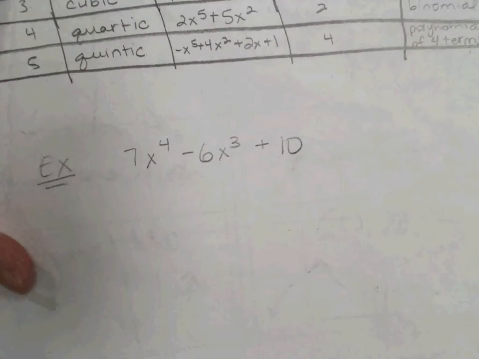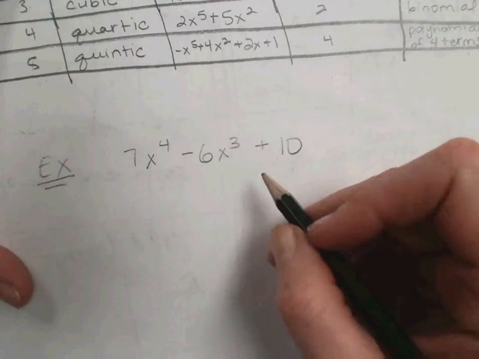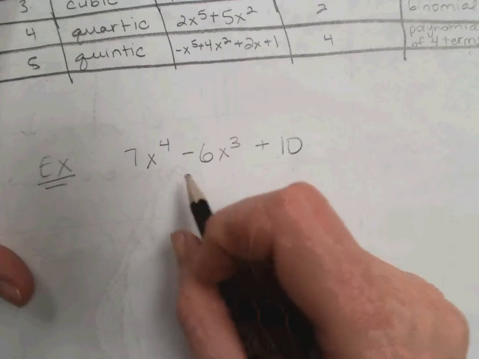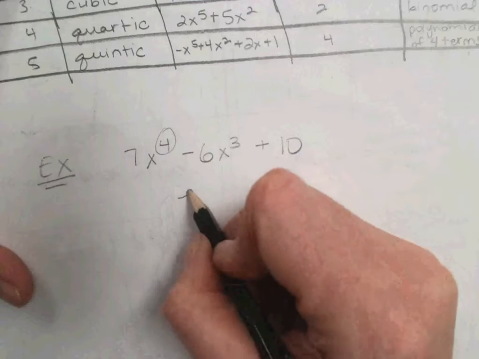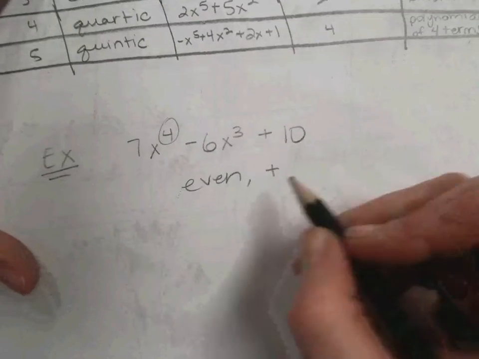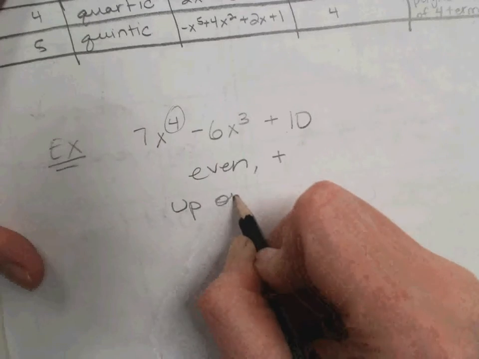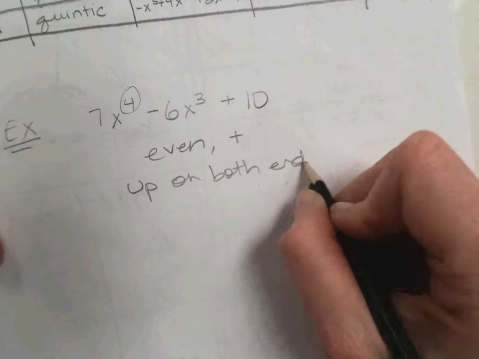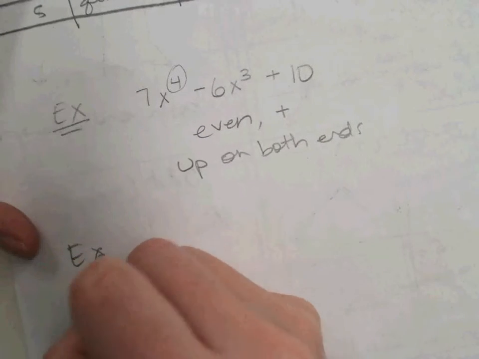All right, what'd you get? What's the end behavior for this one? So even or odd? Even. Positive or negative? Positive. Even and positive, so it's going to be both ends up. Yep, up on both ends or both ends up.